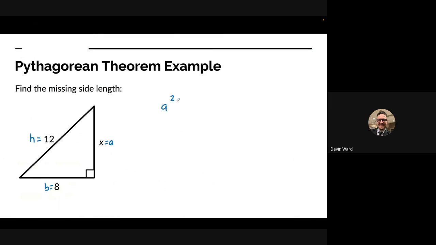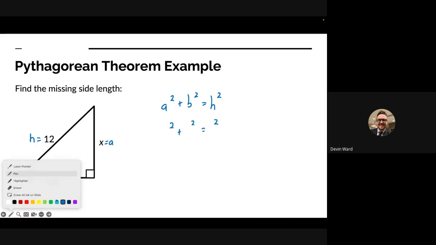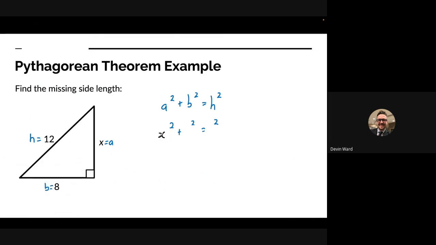Now I have a squared plus b squared equals h squared, and now I sub in all my numbers. So a, I'm saying that is x, so I'll just keep that as x squared. If you leave it as a squared, that's fine. You're just solving for a variable. Next, b equals 8, so I'll have 8 squared here, and h equals 12, so I have 12 squared on the right. Now I'm going to simplify it a bit. So I'll still have x squared here plus 64.